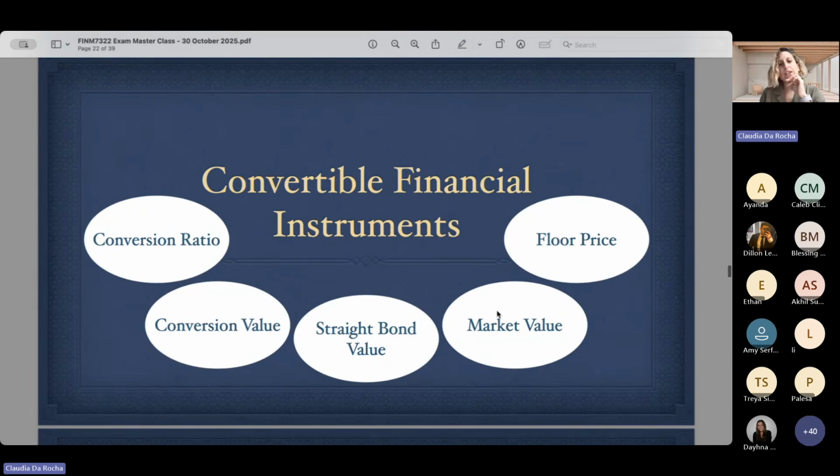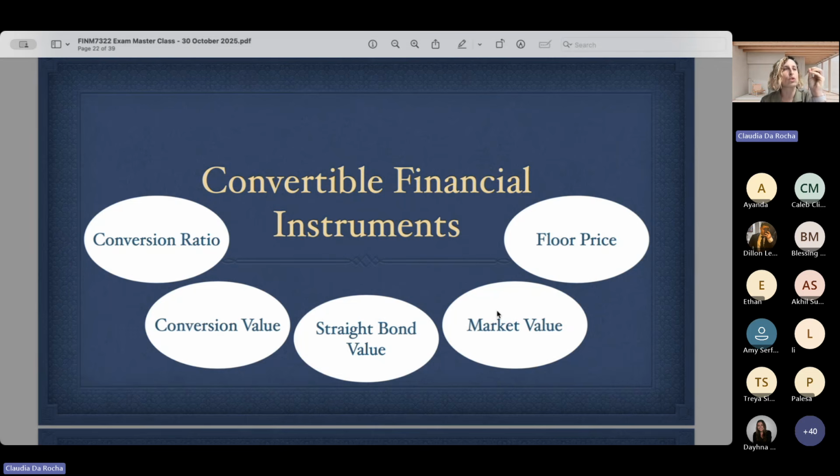Right, then still in Unit 6, we're moving into convertible financial instruments. It's very important. You can have a convertible bond that gets converted into ordinary shares. And what's important is convertible financial instruments only get converted into ordinary shares. You can also have convertible preference shares, and they then get converted into ordinary shares.